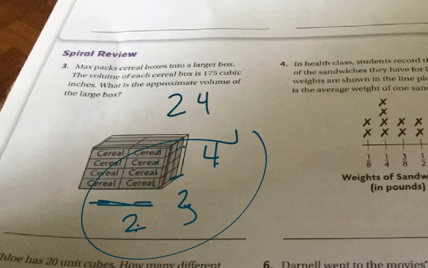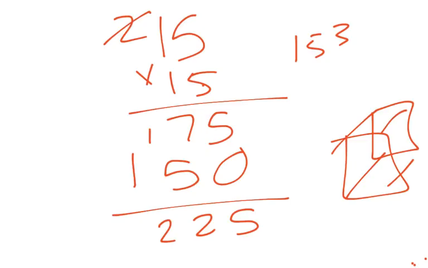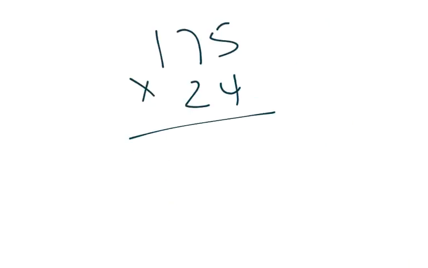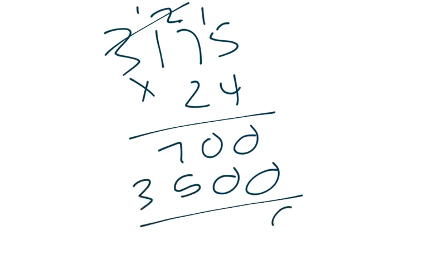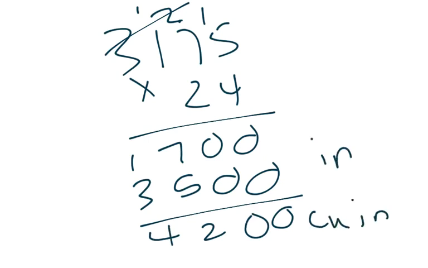But each box is 175, so I'm going to do 175 times 24. 4 times 5 is 20, 4 times 7 is 28, 29, 30. 4 times 1 is 4, plus 3 would be 7. Put a 0, cross those out. 2 times 5 is 10. 2 times 7 is 14, plus 1 is 15. 2 times 1 is 2, plus 1 is 3. When I add that up, I get 4,200 cubic inches, or inches cubed.